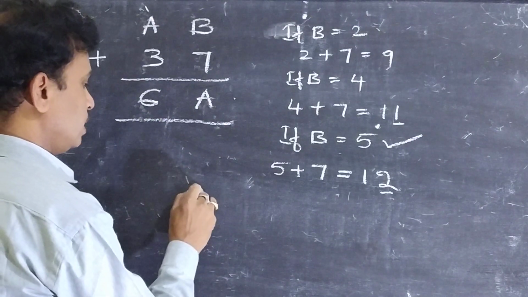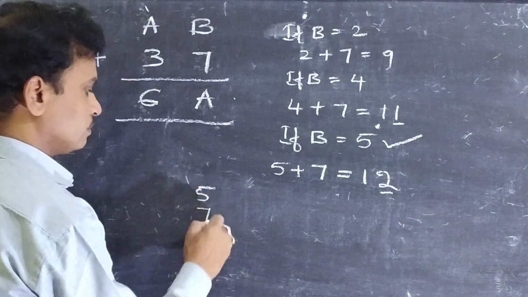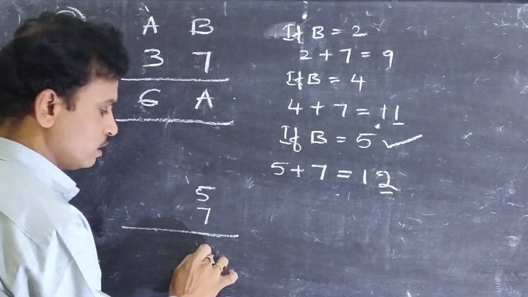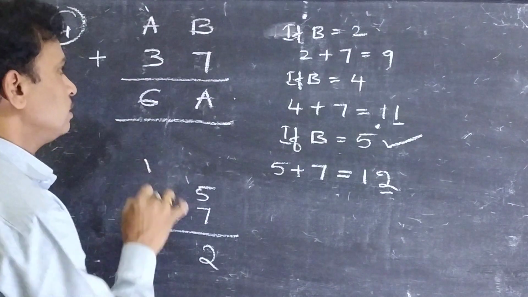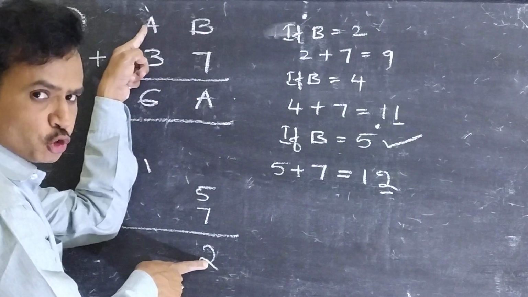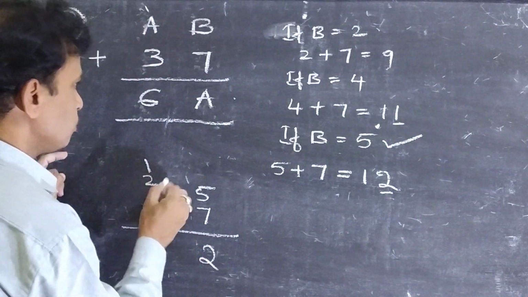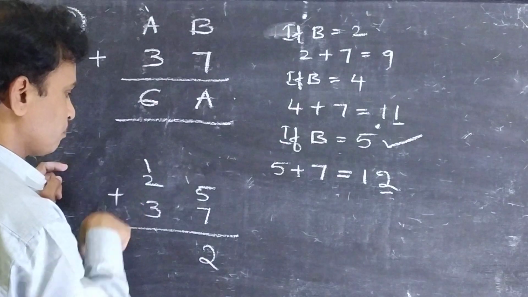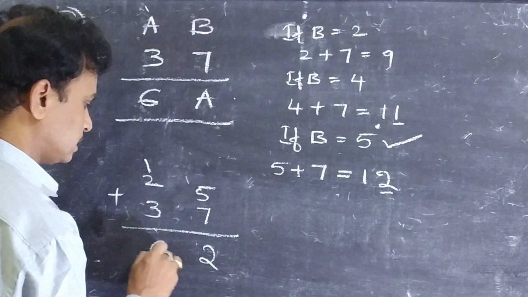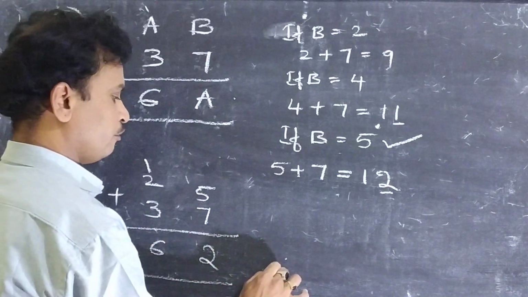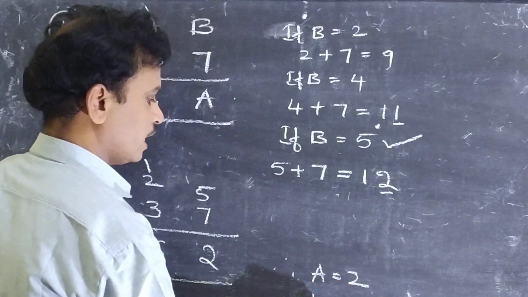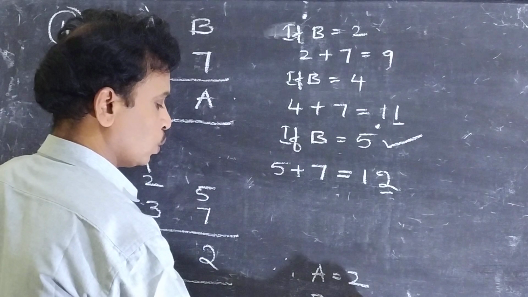Now B is 5. 5 plus 7, that is 12. 2 here, carry 1. Then this side, here A is equal to 2. So you can write 2. Then this 3. 2 plus 1, 3. 3 plus 3, 6. So that means, therefore, A is equal to 2. Then B is equal to 5.